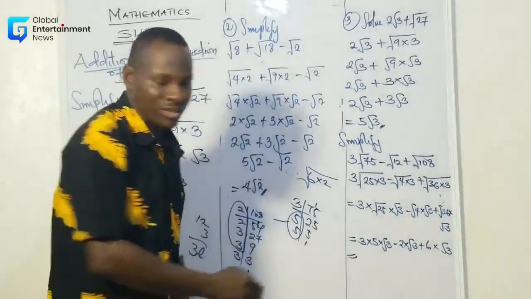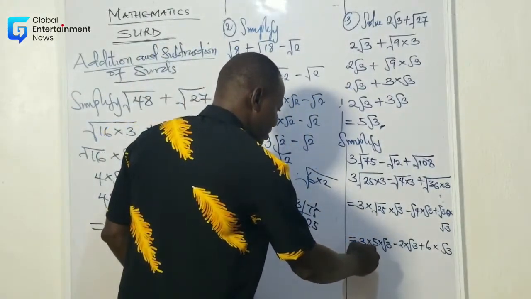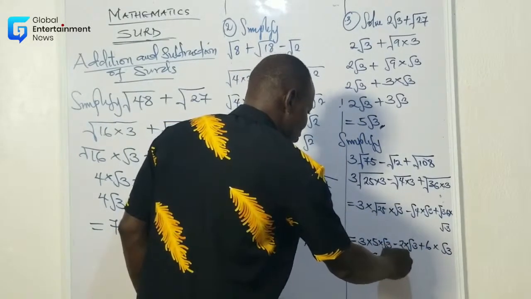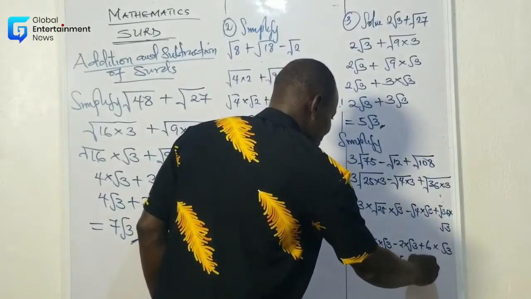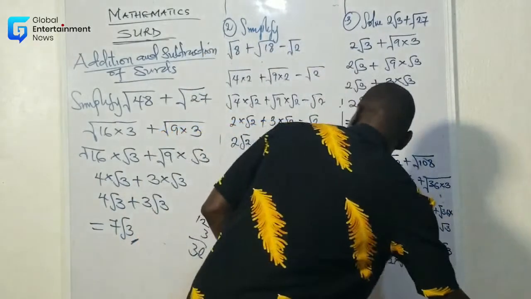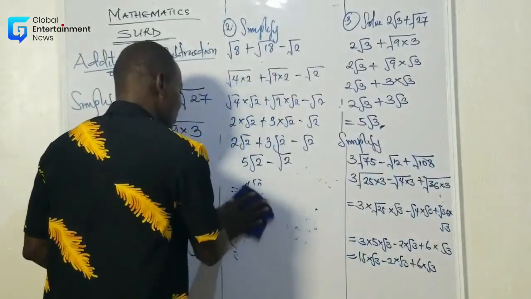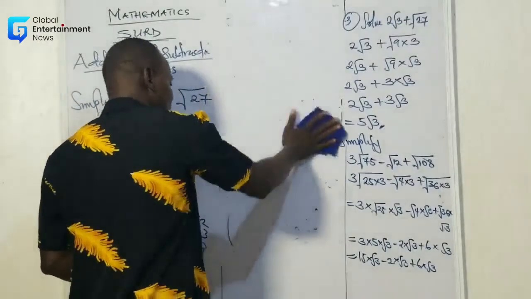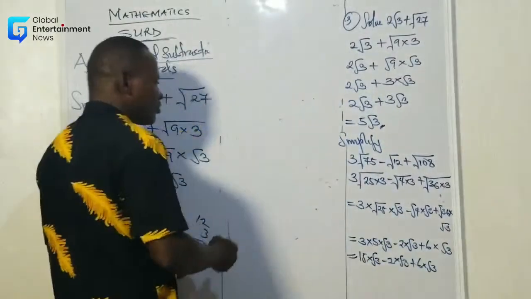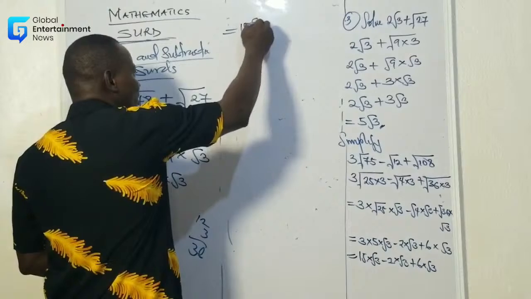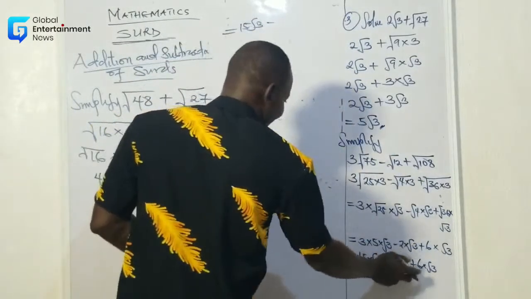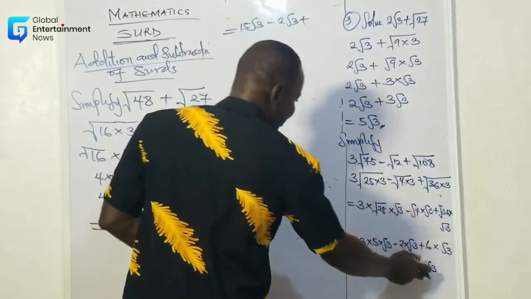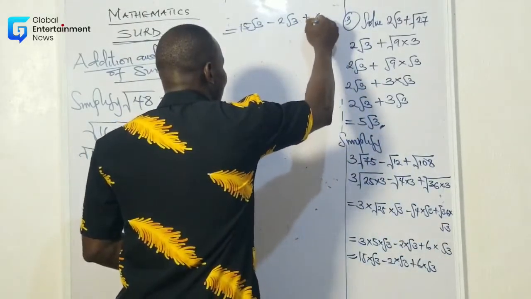So what is my final answer here? 3 times 5 is 15. 15 times root 3 minus 2 times root 3 plus 6 times root 3. Now let's multiply this. 15 times root 3 is 15 root 3, minus 2 times root 3 is 2 root 3, then plus 6 times root 3 is 6 root 3.